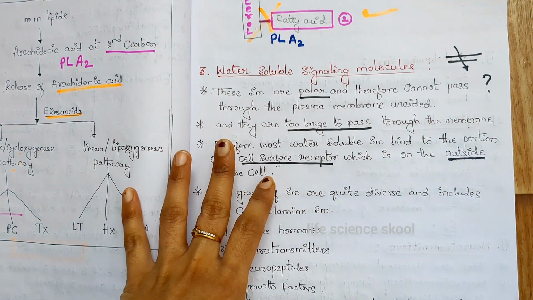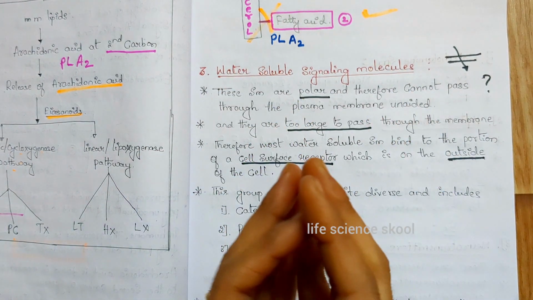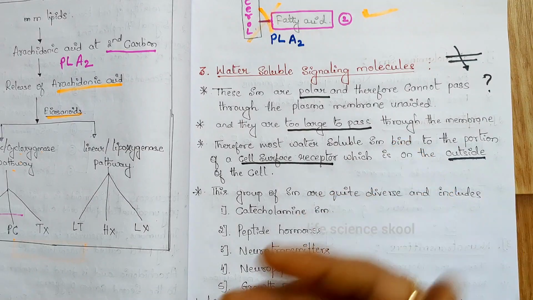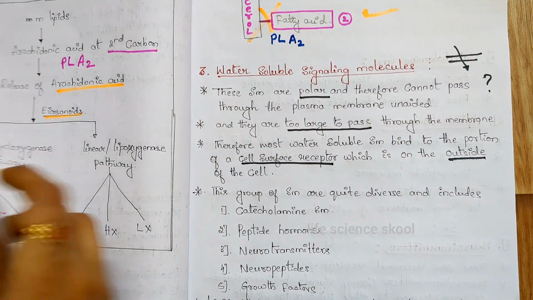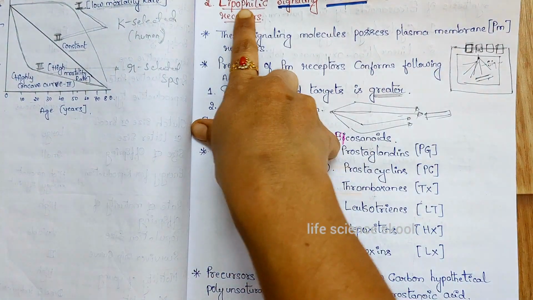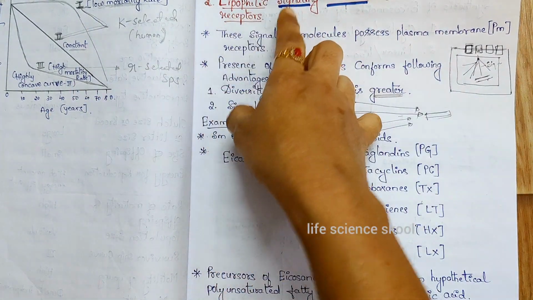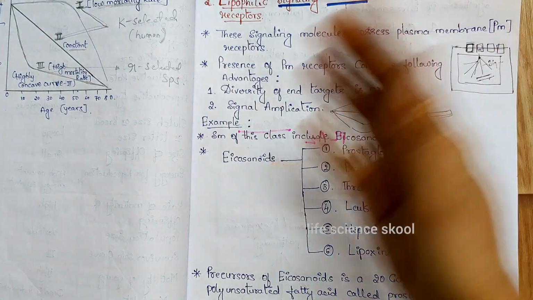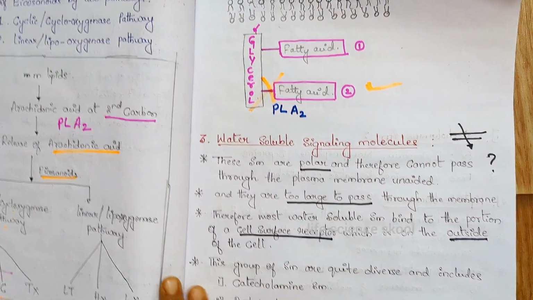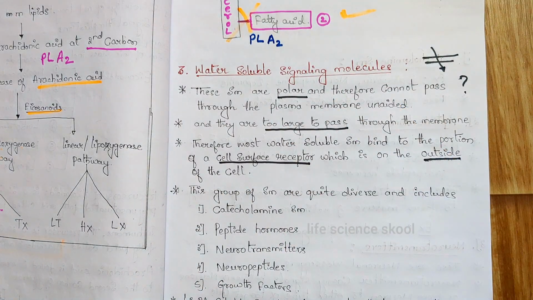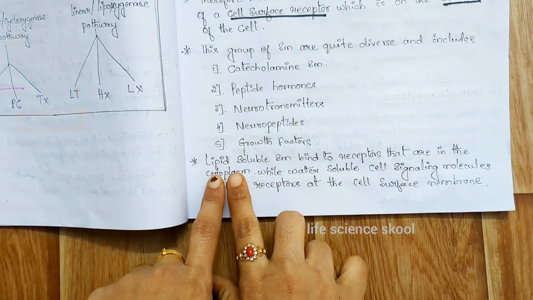To make these contents easy to remember, you have to learn with differences. Just now in the previous video we covered lipophilic signaling molecules with plasma membrane receptors, and the first one, lipophilic signaling molecules with intracellular receptors. By comparing the content, you can remember the other contents very easily. Now we'll move on to this point here.